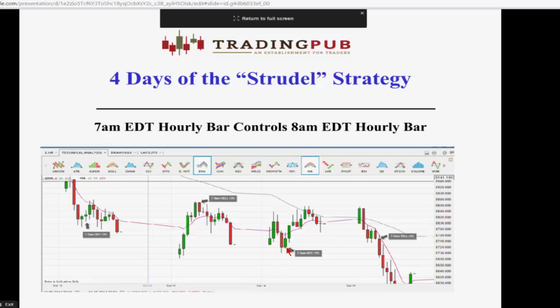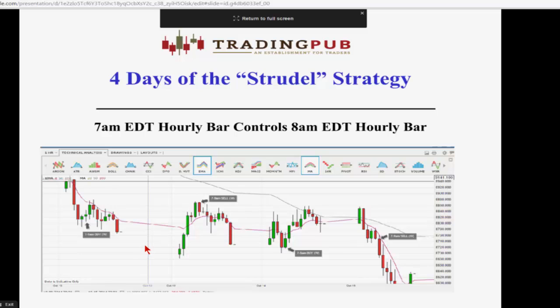Next day, bullish again. And 7 a.m. is bullish, 8 a.m. is bullish. And then the final day, bearish, bearish. Those are four days consecutively where the 7 a.m. hourly bar controlled the 8 a.m. hourly bar. And if you back test this, you can get a DAX feed on investing.com, or any chart. I mean, Thinkorswim doesn't have a DAX feed, but you can go to the Nadex charts, which I use for this strategy.